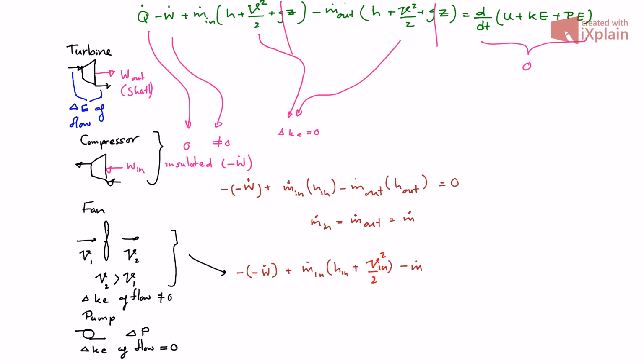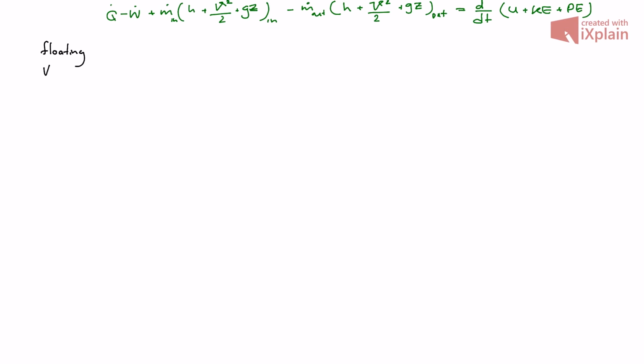However, kinetic energy change of the fluid flow should not be neglected because the main purpose of a fan is changing the kinetic energy of the fluid flow. A throttling valve is a device that we use to reduce the pressure of a fluid flow. So this throttling valve can be a porous plug, it can be a disc with a hole in it, it can be an adjustable valve, it can be any sort of a flow restriction device.